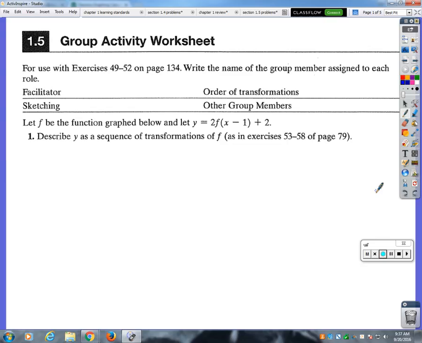All right. What does the 2 do to the graph? Moves it up. Nope. Down. This 2 right here. Stretch of 2.